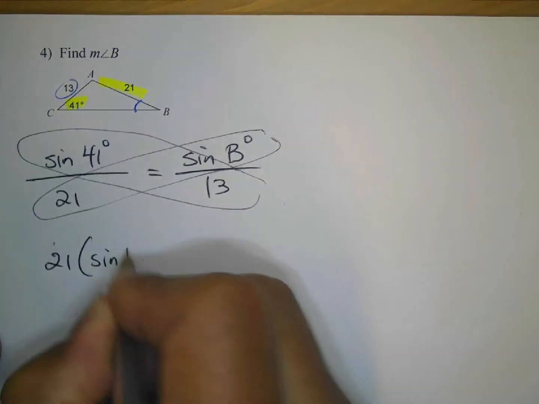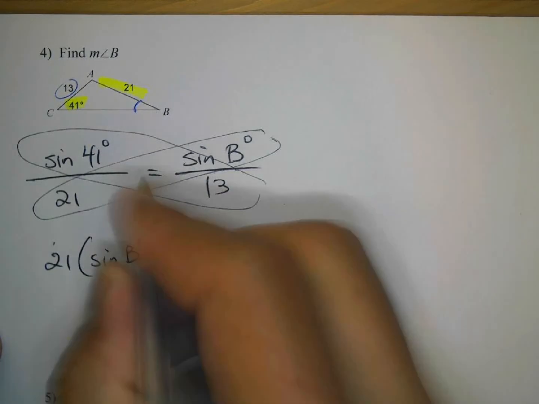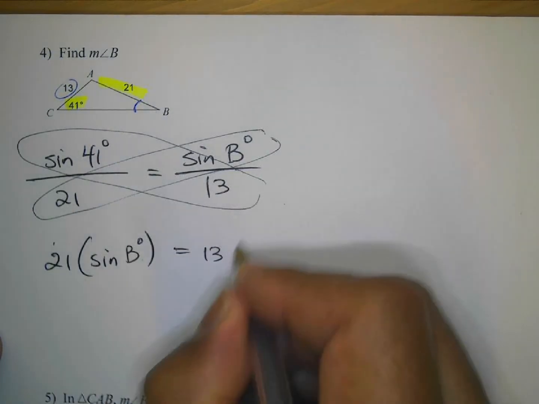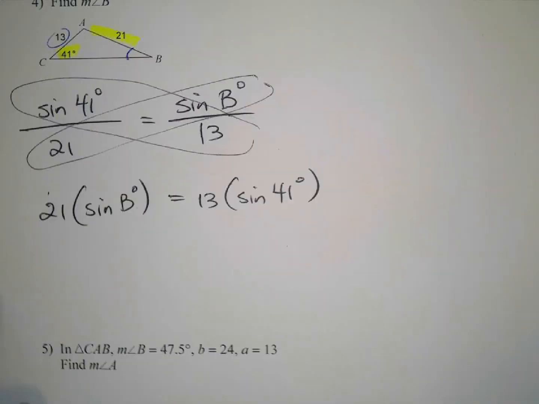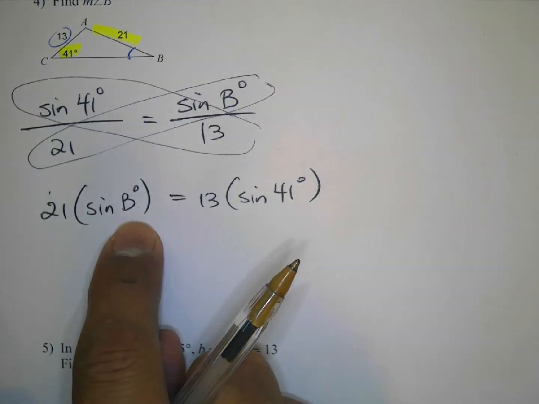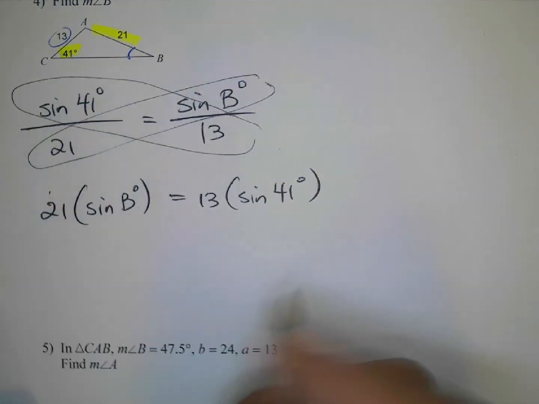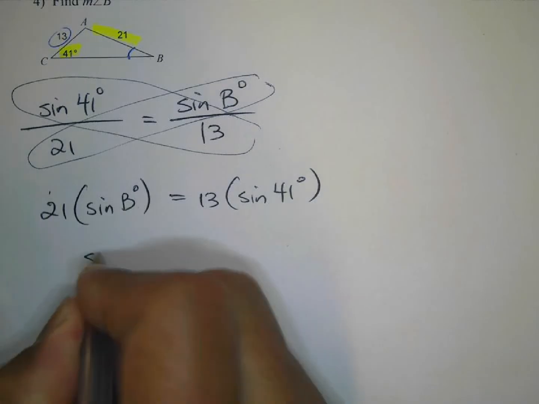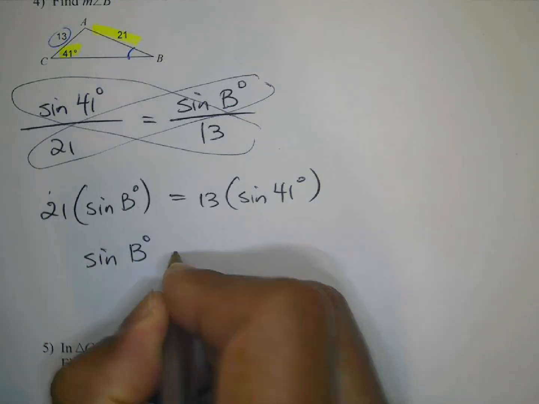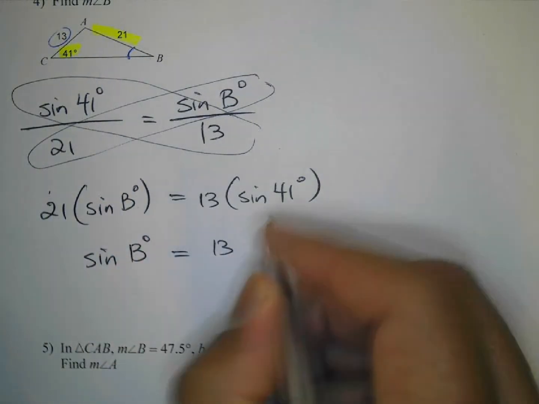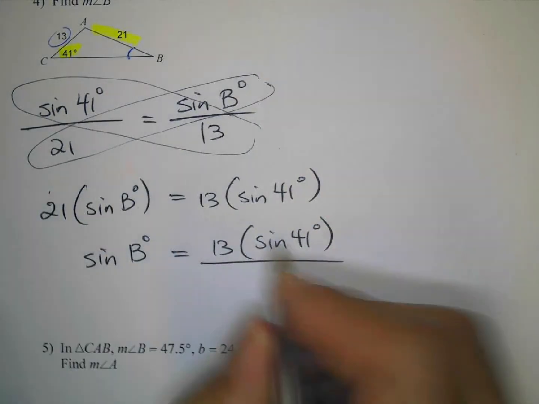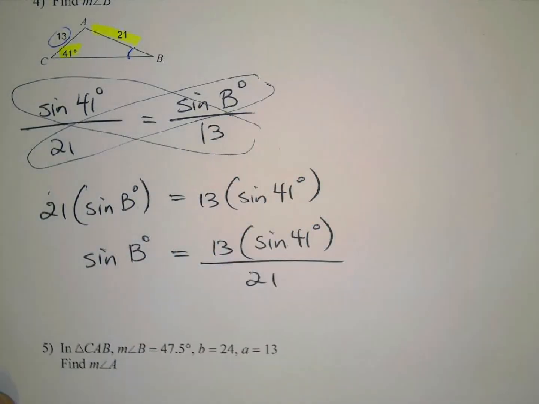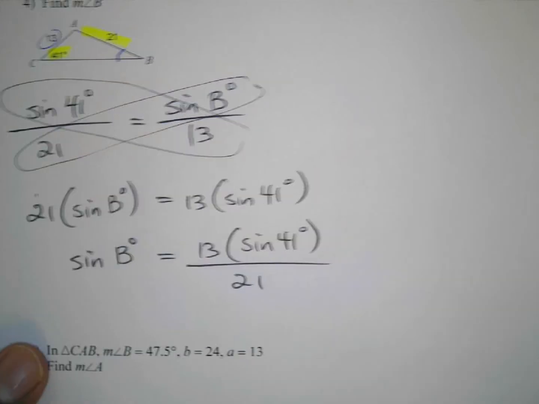21 times sine of B is equal to 13 times sine of 41. And then remember, we're trying to get this B by itself, so let's get rid of this 21 first. Divide by 21, divide by 21. Sine of B is equal to 13 sine 41 over 21, right? Divide by 21 to both sides.